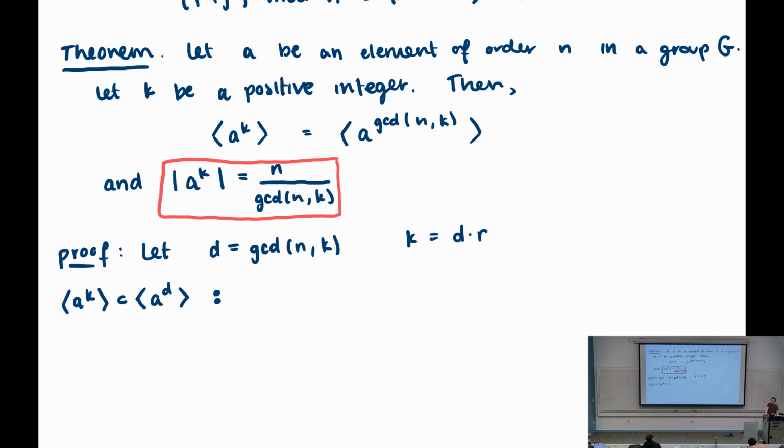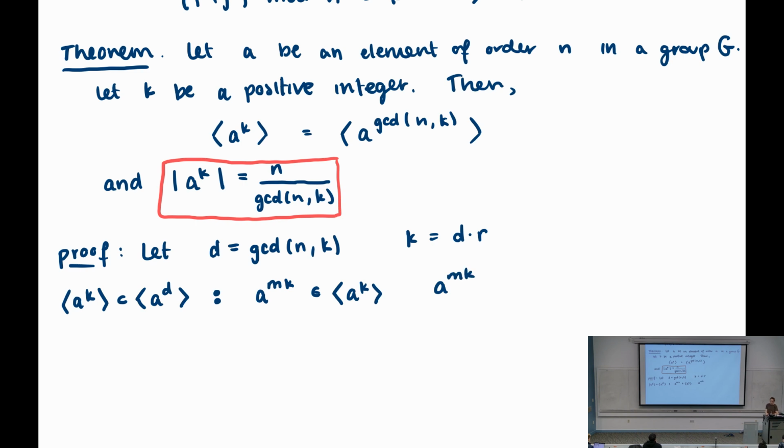So let's take an arbitrary element of A to the K. That'll look like some multiple of K. Okay, so why is this contained in the subgroup generated by A to the D? Because you can arrive at it using D just by multiplying it, like to get K and then that times M.